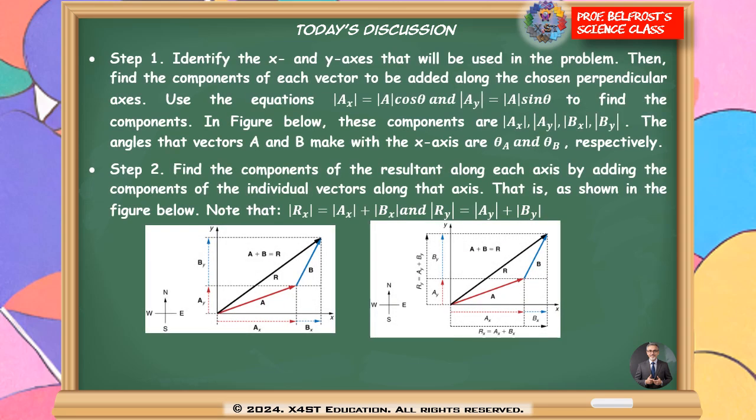There are two steps that you can see here. The first picture explains step one, which is to identify the x and y axes that will be used in the problem, where Ax is A cos theta and Ay is A sin theta. There are two vectors A and B, and they have two angles, theta A and theta B respectively. Step two is shown in the second figure: we just add them. Rx is just Ax plus Bx, and Ry is Ay plus By, added together.